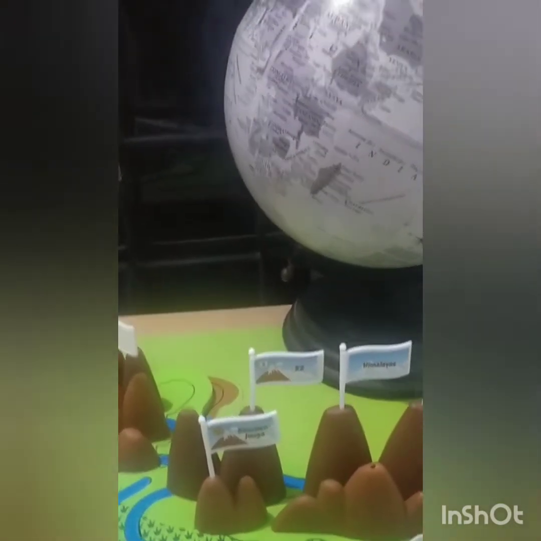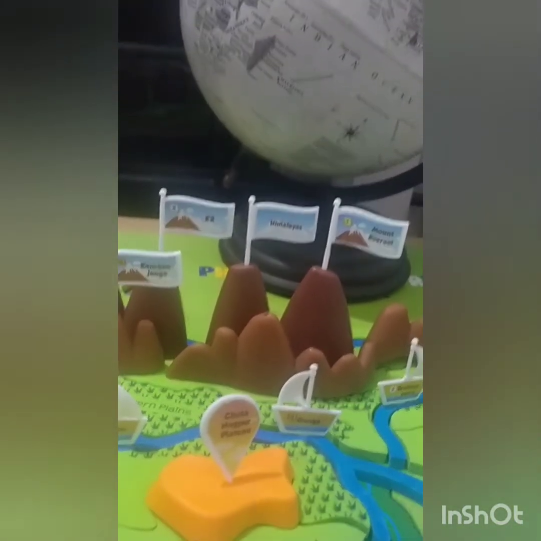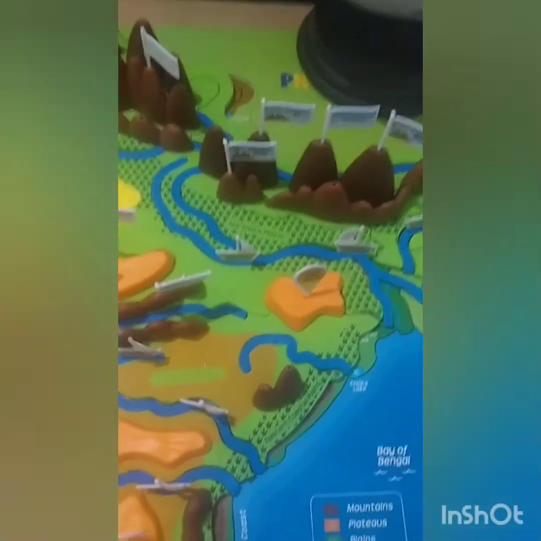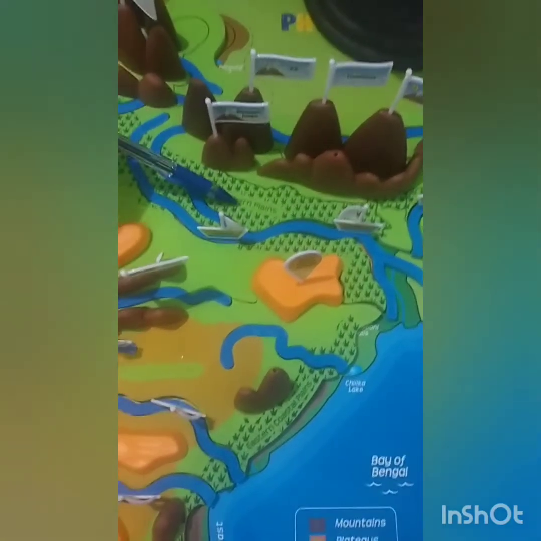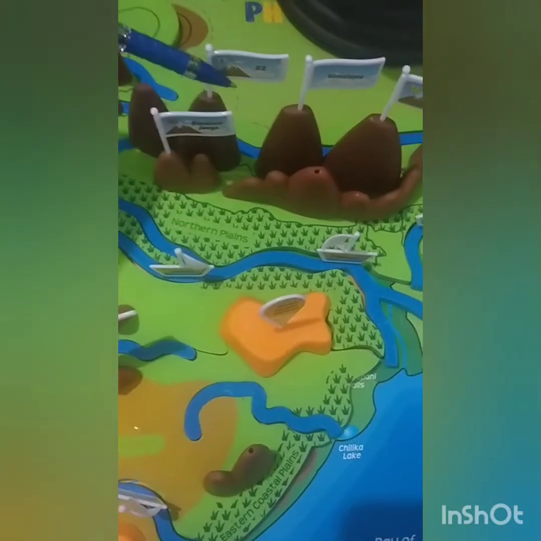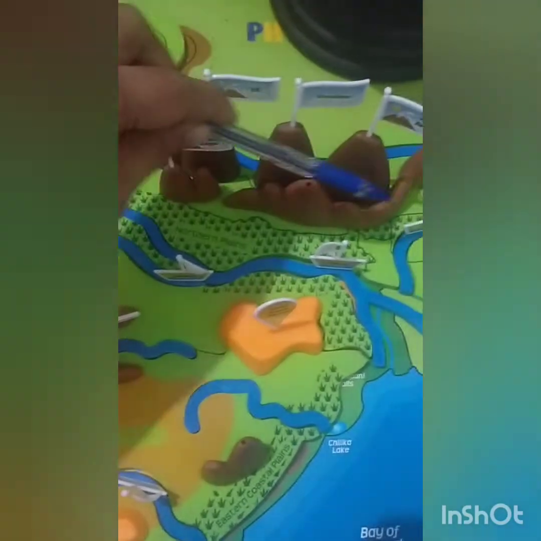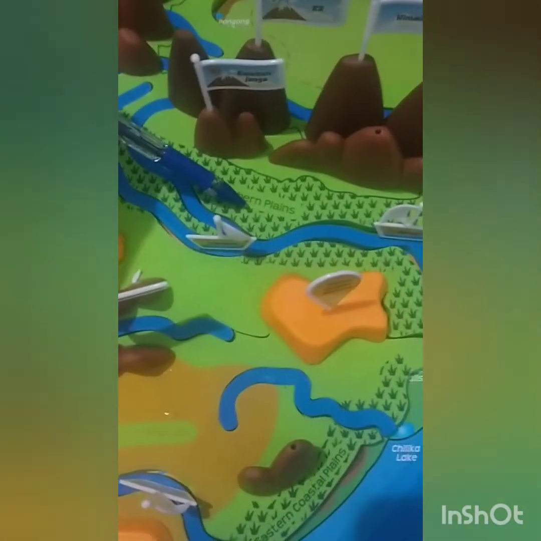So what is the next physical division? The northern plains. As the name indicates, this is the northern plains. The northern plains are located just below the northern mountains. Here you can see this is the northern mountains, and just below the northern mountains are the northern plains.